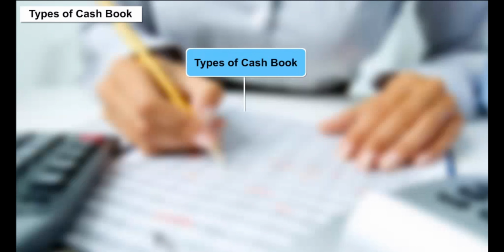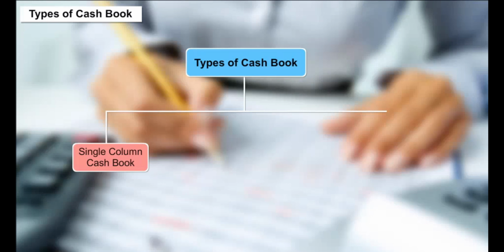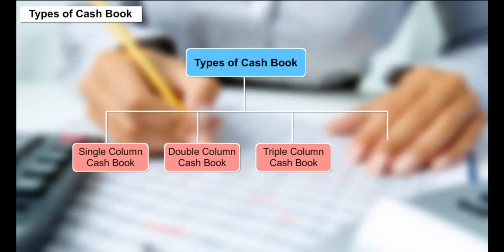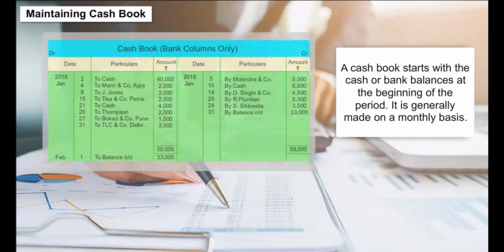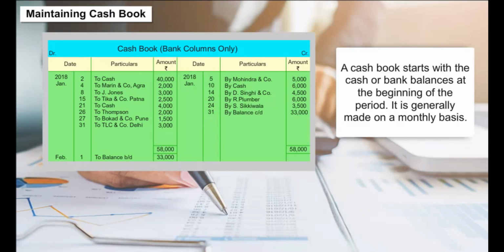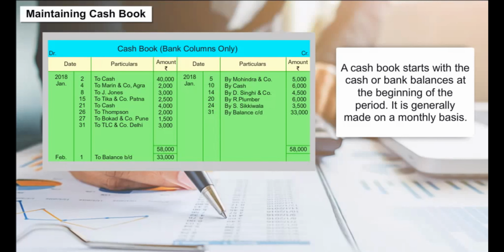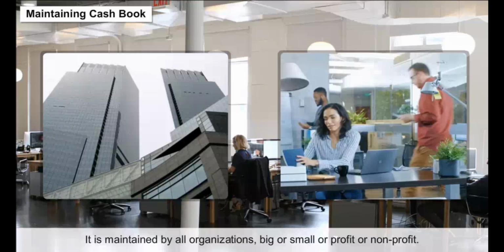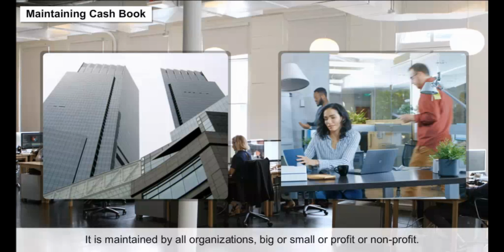Types of cash book: single column cash book, double column cash book, triple column cash book, petty cash book. Maintaining cash book. A cash book starts with the cash or bank balances at the beginning of the period. It is generally made on a monthly basis. It is maintained by all organizations, big or small, profit or non-profit.